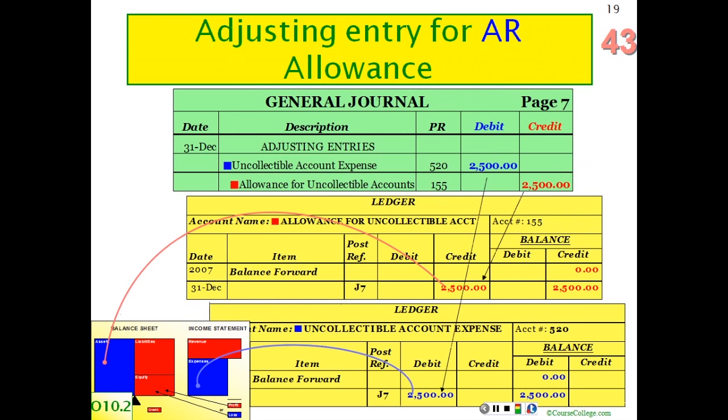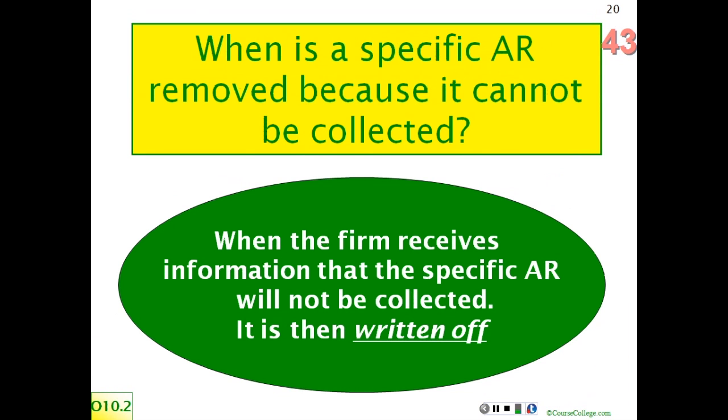So question is, when is a specific receivable removed because it can't be collected? Answer, when you get information subsequent to the adjusting entry, in the year following or the fiscal period following, when you get information that says we're not going to pay you. Only then do you get a specific account to a specific customer written off.